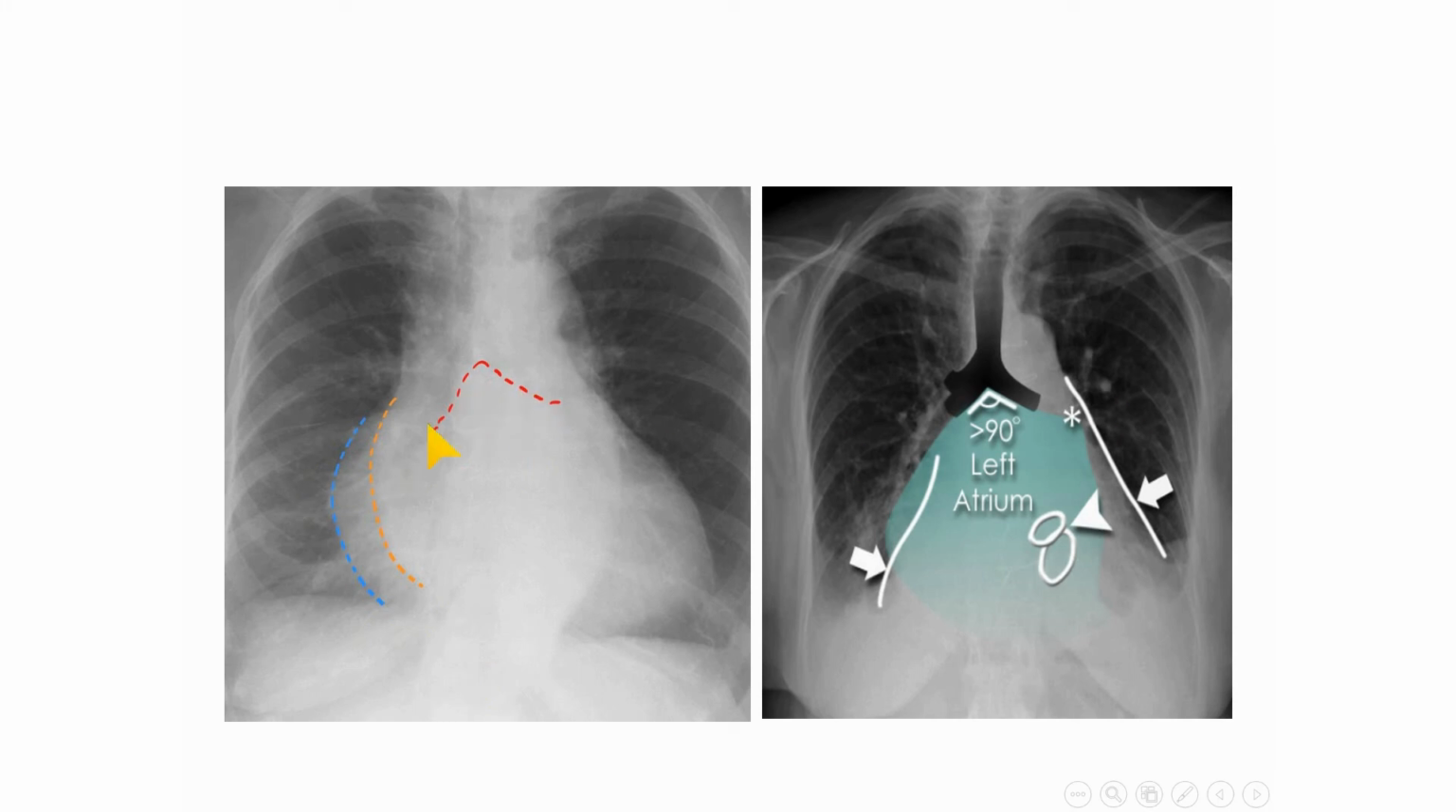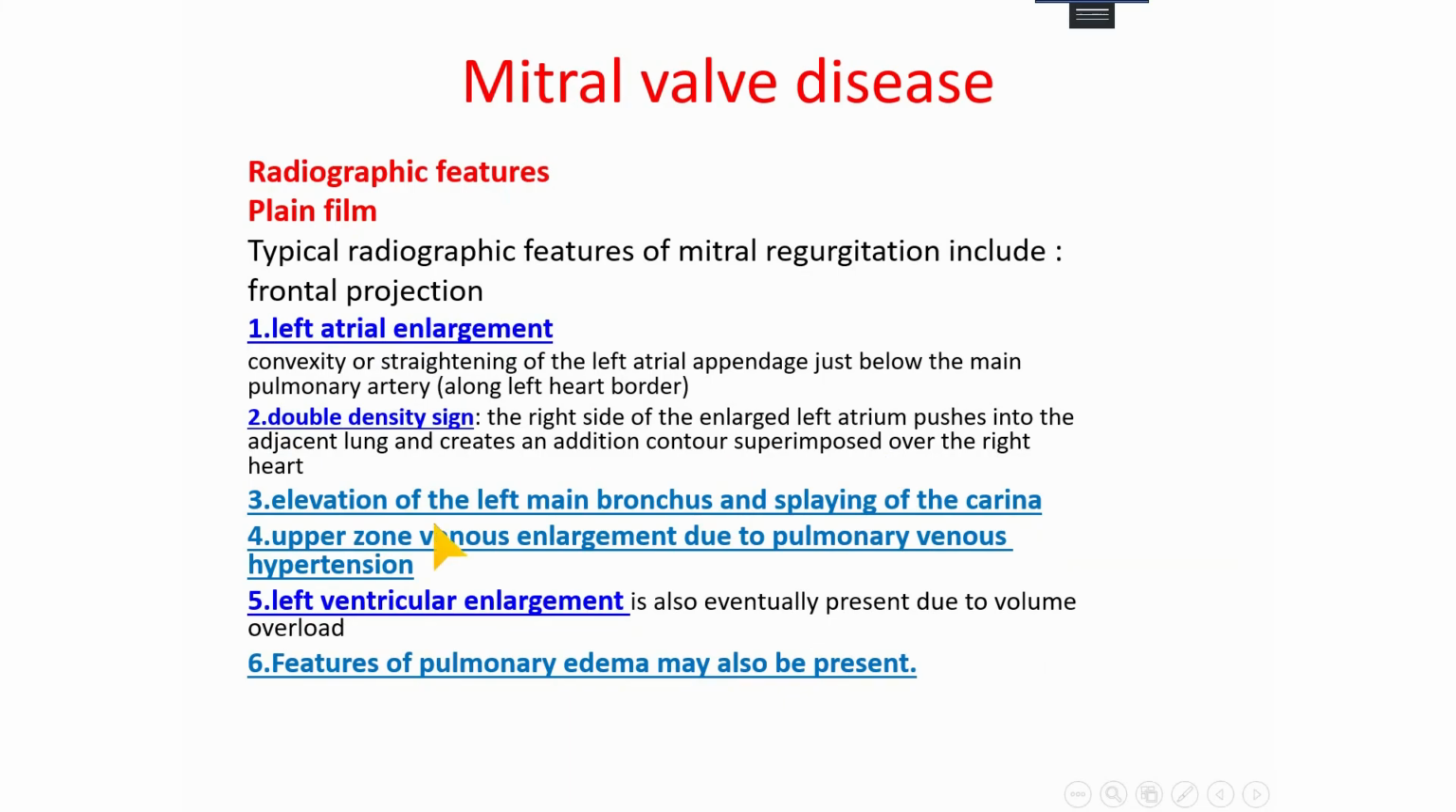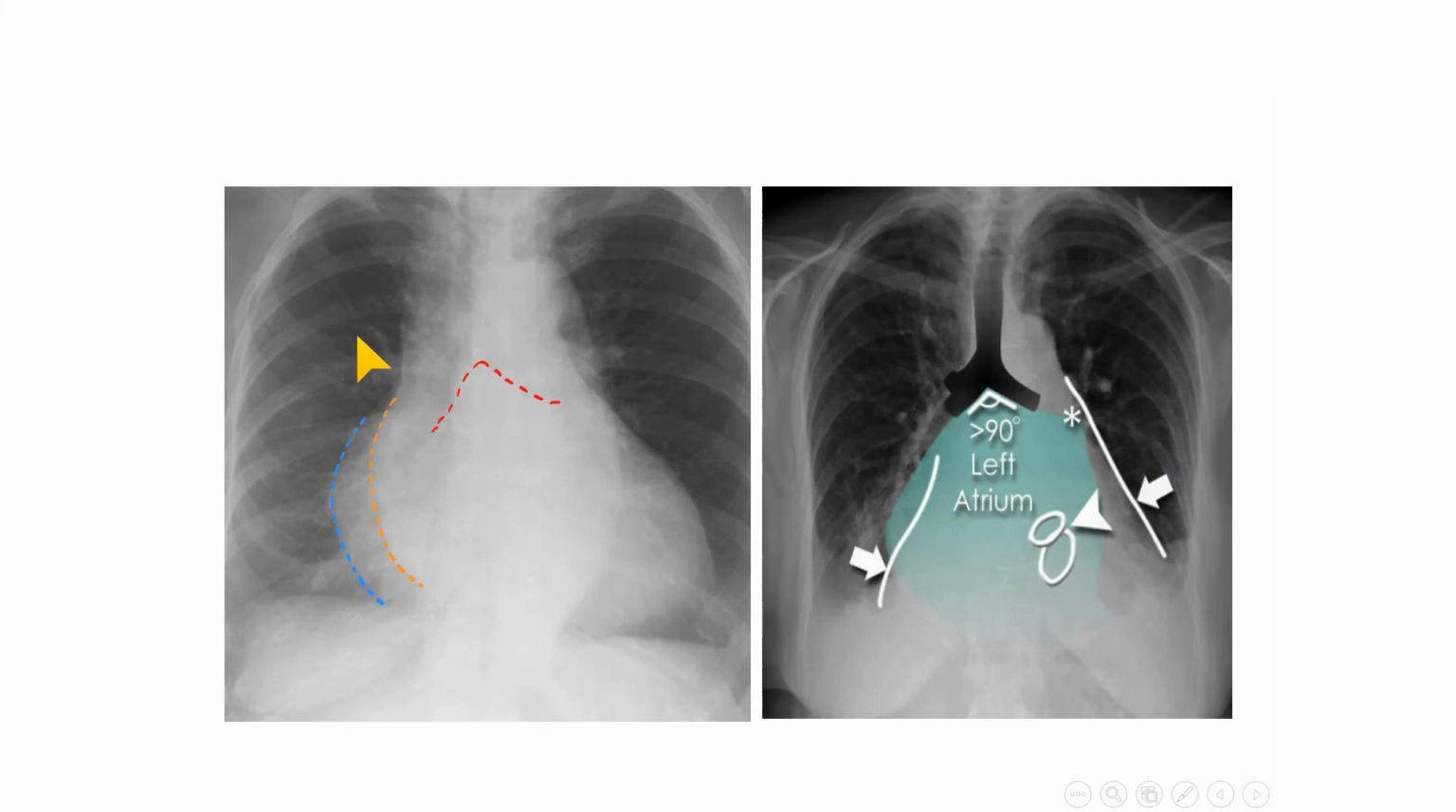Third, we have splaying of the carina and elevation of the left main bronchus because of the left atrial enlargement. We have upper zone venous enlargement due to pulmonary venous hypertension, with upward diversion of the pulmonary veins. We have left ventricular enlargement, which occurs due to volume overload from regurgitation. And lastly, we have features of pulmonary edema, seen in the late stages.